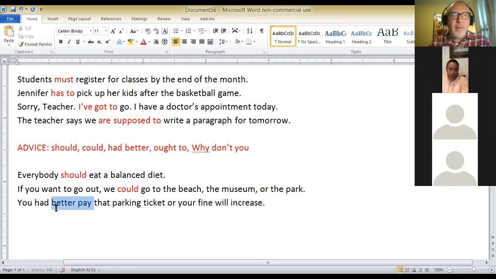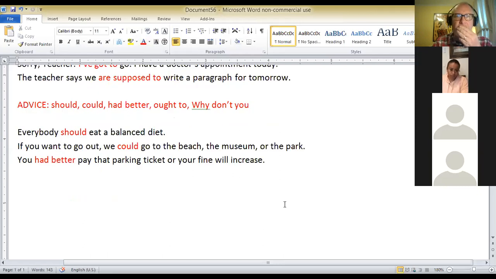Had better, remember, is like a warning. You had better pay that parking ticket or your fine will increase. I'm giving you a warning. I'm telling you, you're not going to like it if you don't do what I say. You had better pay that parking ticket or your fine will increase. Had better.